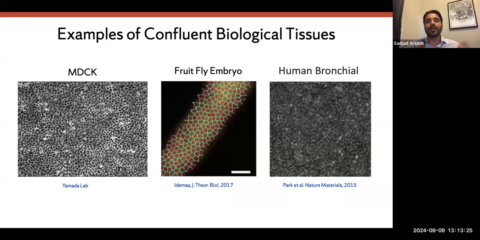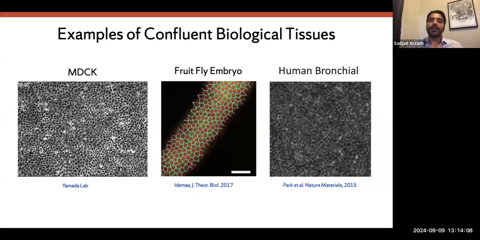So to just start, here are some examples of tissues that I have in mind. These are examples of confluent biological tissues from an MDCK monolayer. This is just a dog kidney sample, as well as this fruit fly embryo that I mentioned before, as well as this human bronchial tissue. All these tissues have some characteristics. They're confluent, so there is no gap between these cells. Every cell is connected to each other, and these are 2D layers of tissue. And the reason for that is that these epithelial tissues are important for covering surfaces, for example, internal organs.